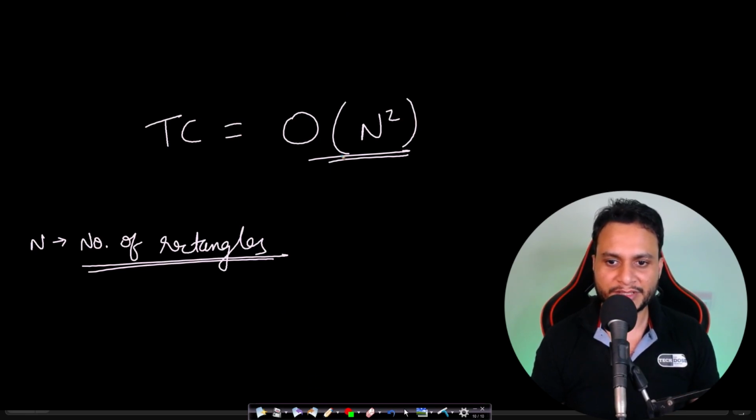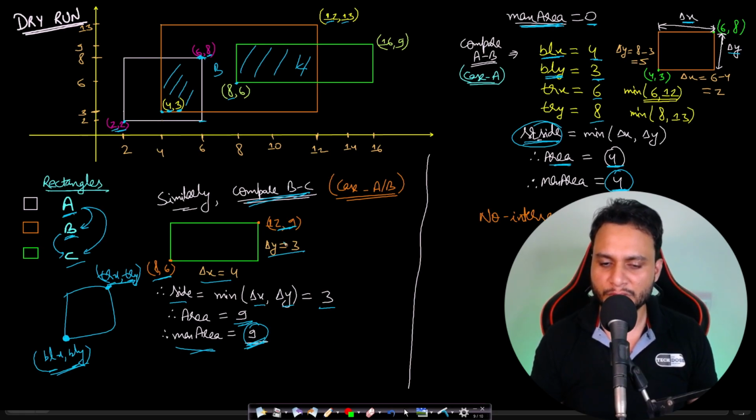Now the time complexity will be order of n square because of the number of comparisons, and in each comparison we are just doing constant operation, finding these 2 coordinates and then just finding out the area, right? So I will be mentioning all these 3 cases in the code. So let us now go to the code and see.